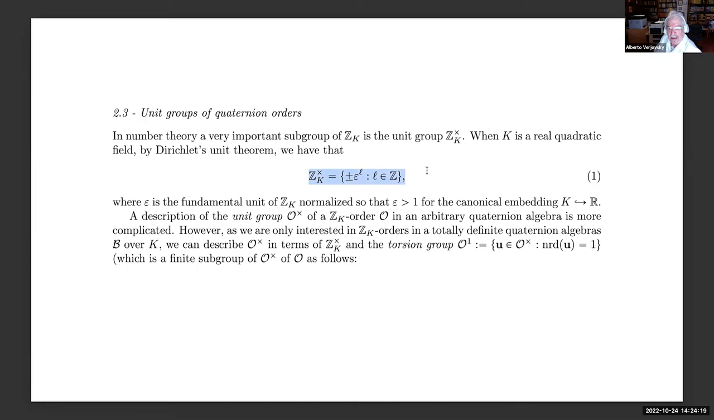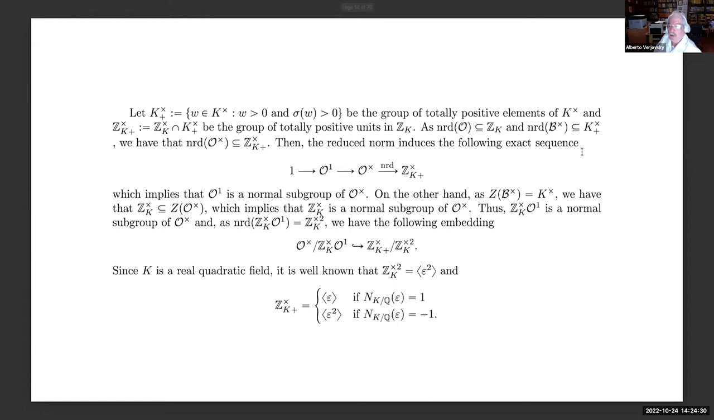Essentially, the units are plus minus one. And here you can have more complicated units. And in fact, this will involve the platonic solids. And here's a description in terms of the order of the units. So this is O1, the units of norm one. This is the multiplicative group of the order, and you have this exact sequence here like that.